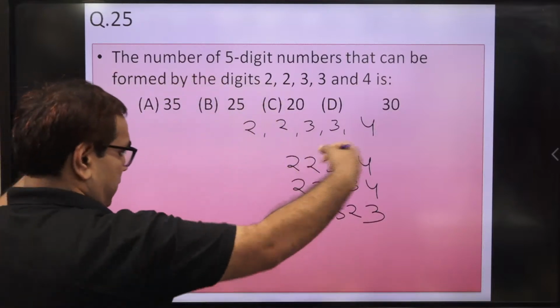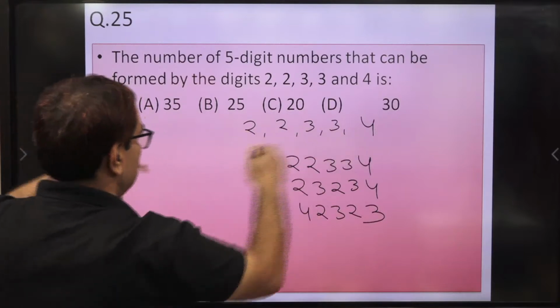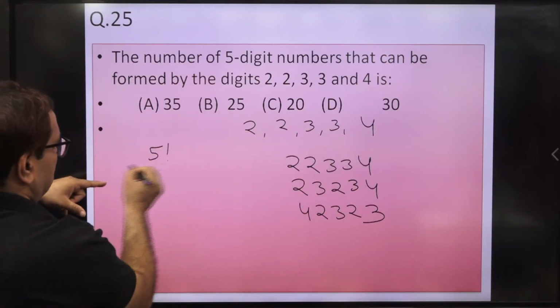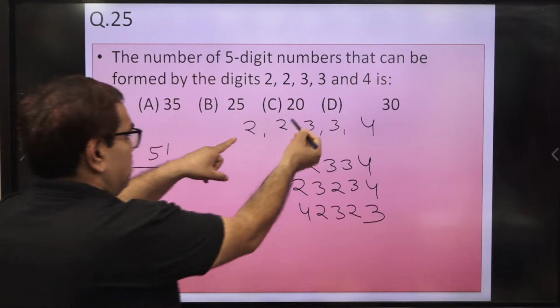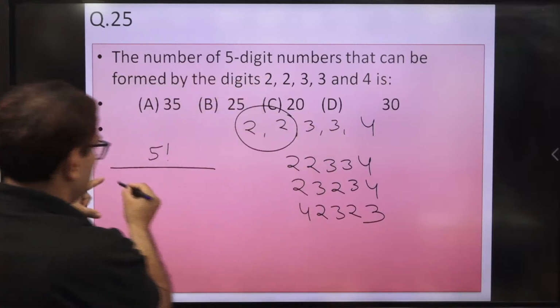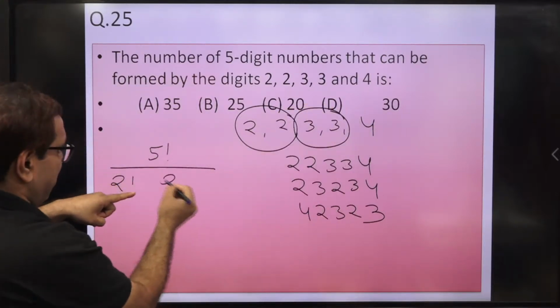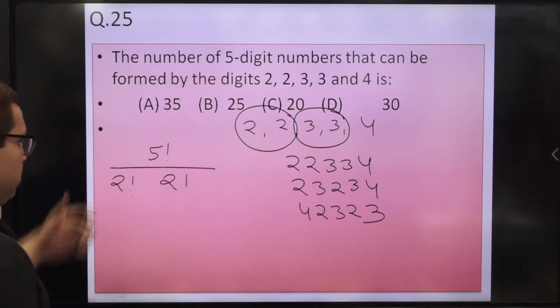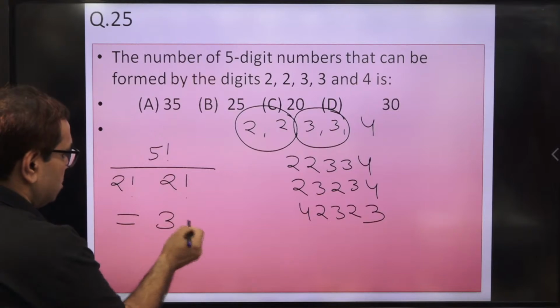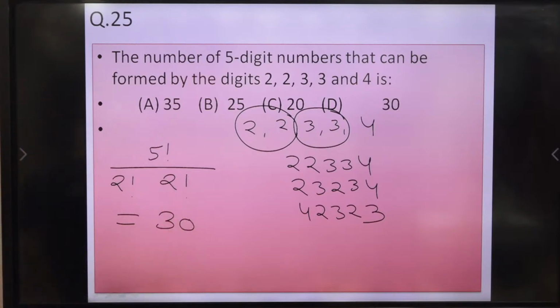Here we have to rearrange a total of 5 digits. So 5 factorial divided by, now we have two identical twos, so 2 factorial, and two identical threes, so 2 factorial. So this will be equal to 30. So there can be a total of 30 numbers which can be made. So this is the right answer. Come to the next concept.